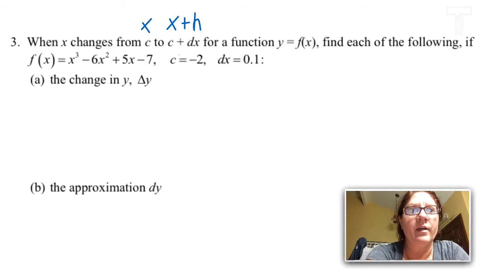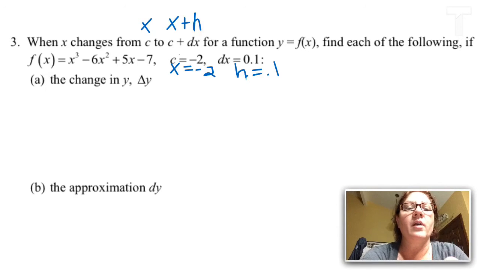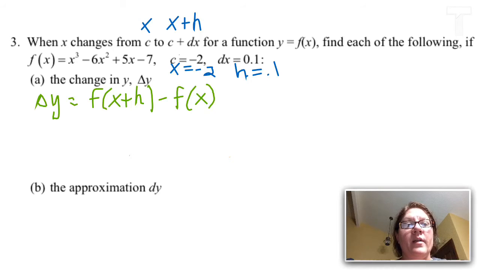And then down here I know that x is the new c. Gotta get that in the right order. So x is really -2. And h is the new dx. And that'll help me as I fill in my equation.